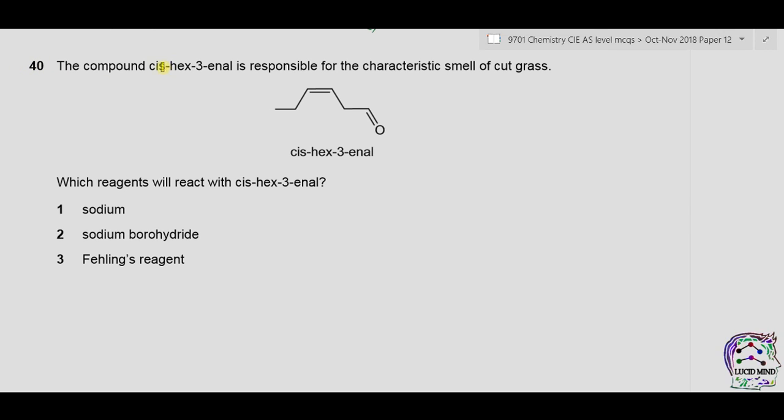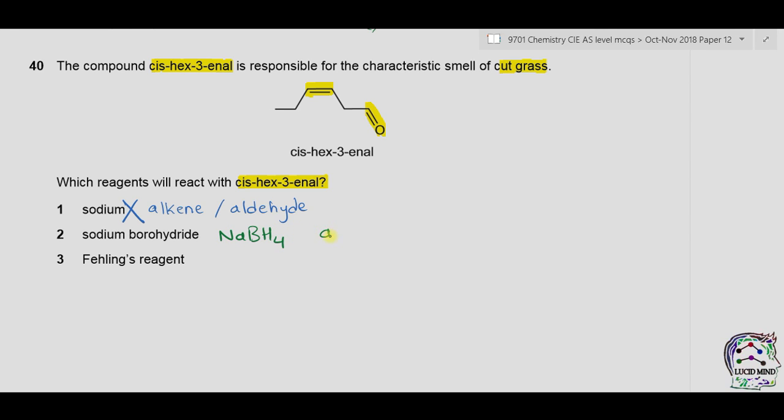Question 40. The compound cis-hex-3-enal is responsible for characteristic smell of cut grass. We have alkene functional group. We also have aldehyde functional group. Which reagents will react with cis-hex-3-enal? First one is sodium. Sodium does not react with alkene or aldehyde. So it is incorrect.